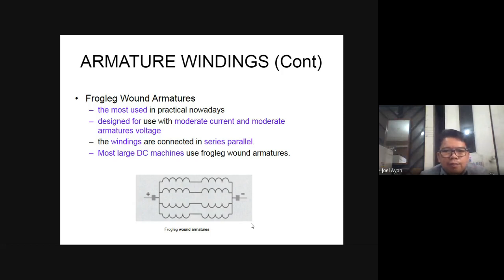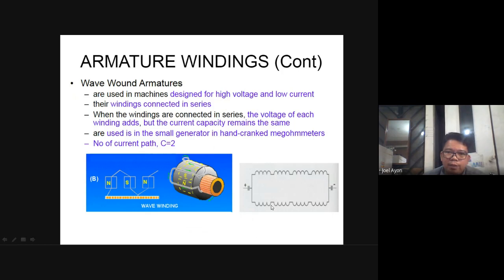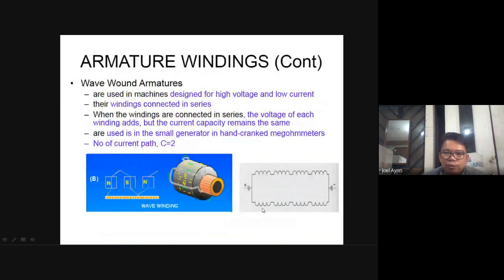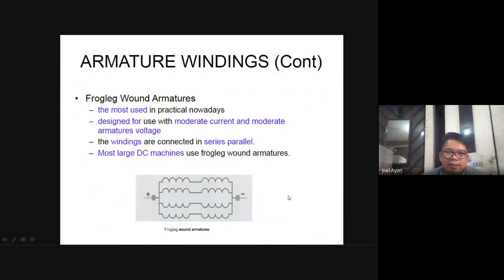Most large DC machines use frog-leg wound armatures. Earlier, class, the lap winding, is that series? Sorry, the lap winding is connected in parallel. And the wave-wound armatures are connected in series. And then in frog-leg wound armatures, the winding in the armature is connected in series and parallel.